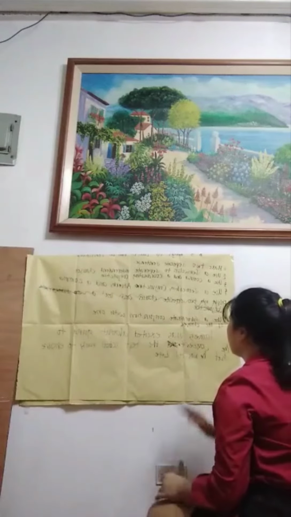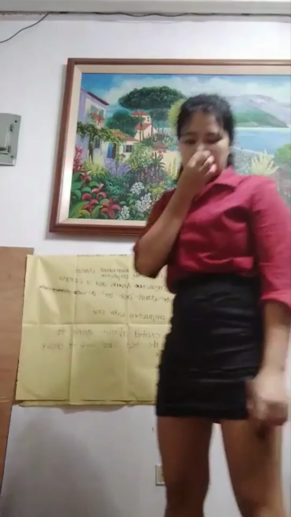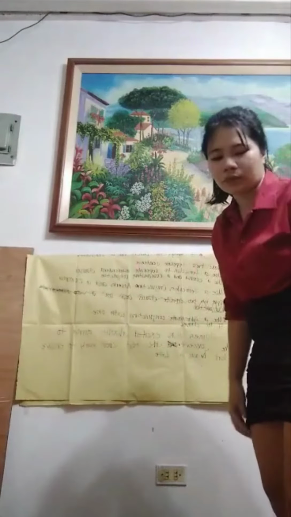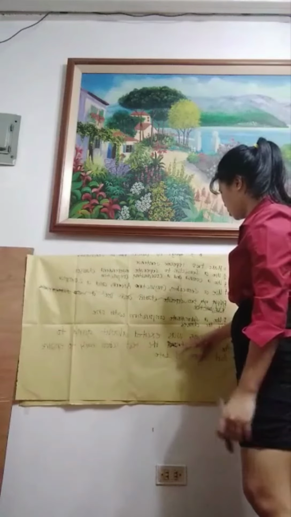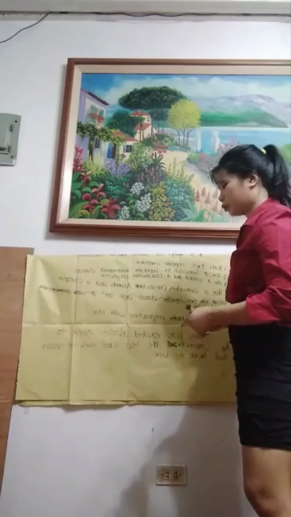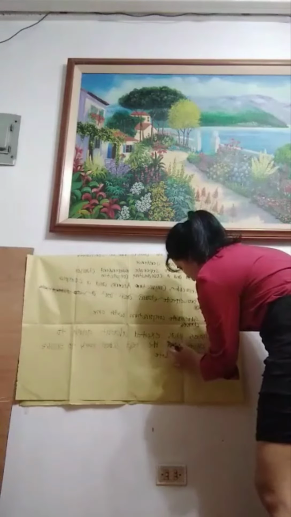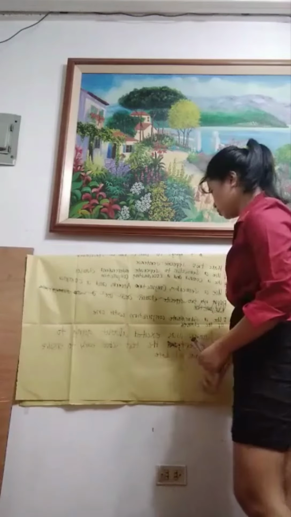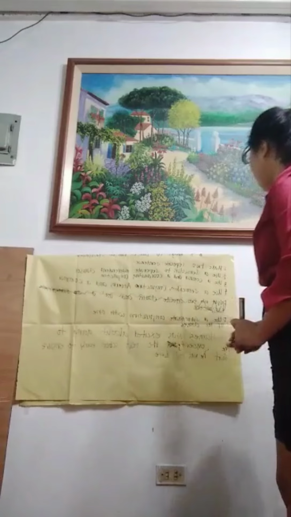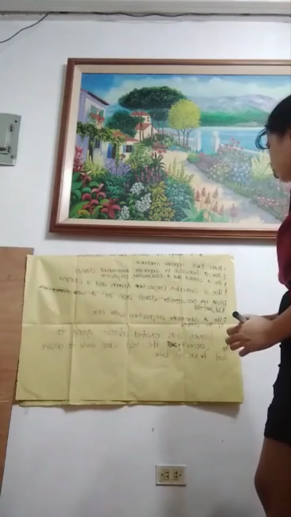And the second one, use a semicolon between independent clauses. So this one is, we put a semicolon here in between concert and he. So that's it. And the third one, use a comma and a coordinating conjunction.